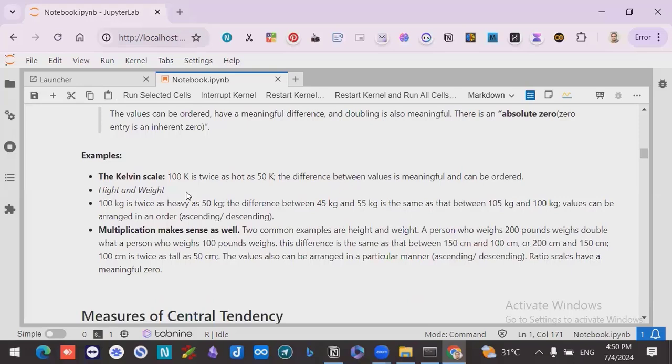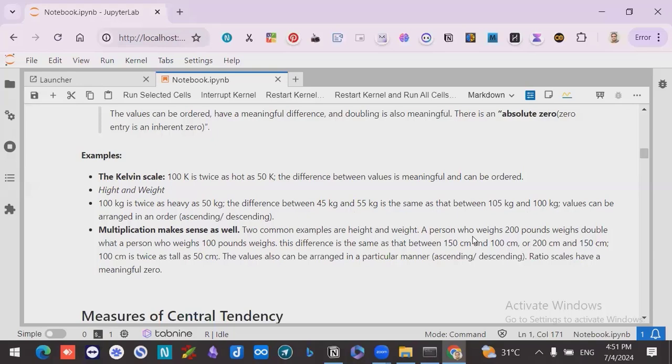So height and weight, something like that: 100 kg is twice as heavy as 50 kg. The difference between 45 kg and 55 kg is the same as between 95 and 105 kg. So multiplication makes sense as well. Two common examples are height and weight.